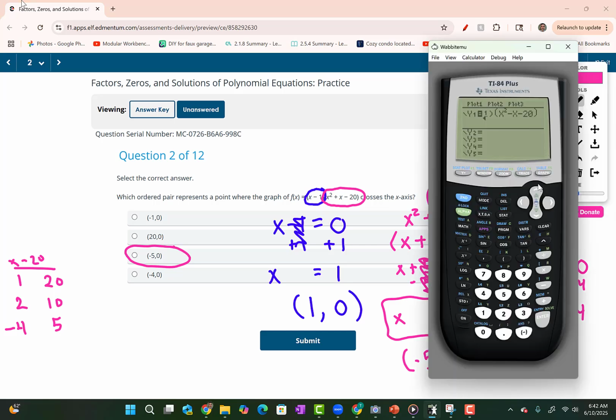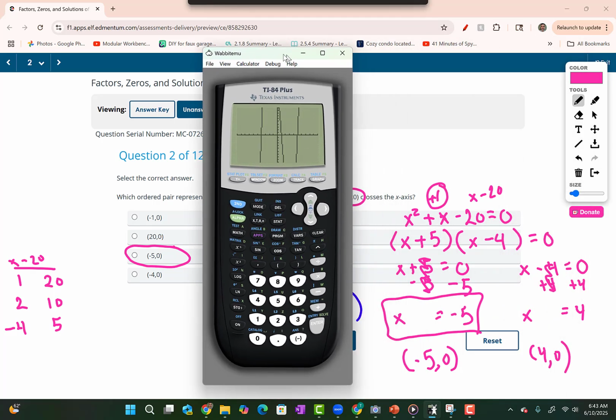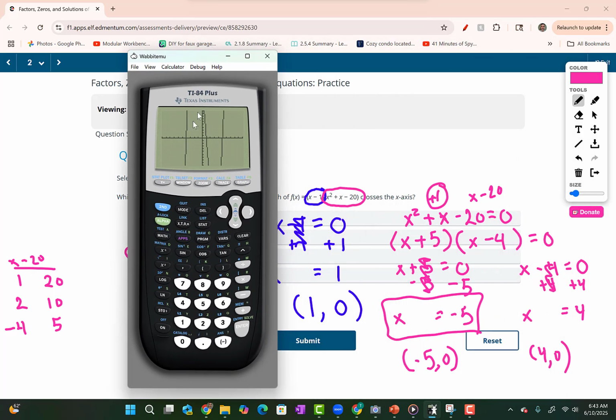If you struggle with factoring, remember you could always just graph this. So I just typed in the original problem in y equals, graph it, and then you can visually see exactly where it crosses. It crosses 3 times, but of the 4 choices, the only choice we see is right here at negative 5, 0, this point on the left. The other 2 are at 1 and at 4. Well, we found all 3 of those answers using factoring. So either way works. Choose the method you like better.